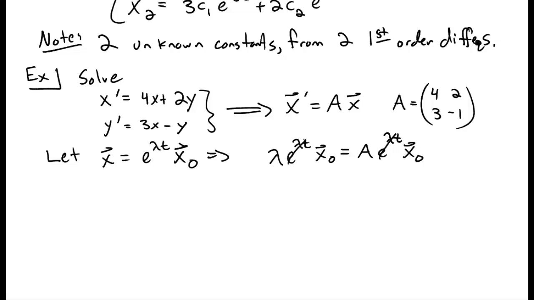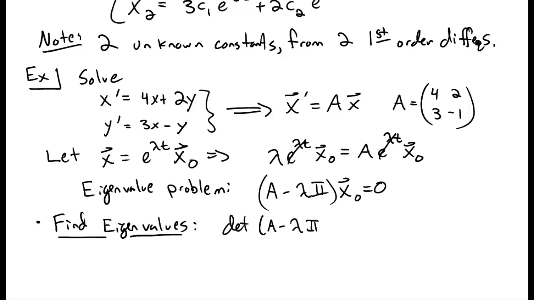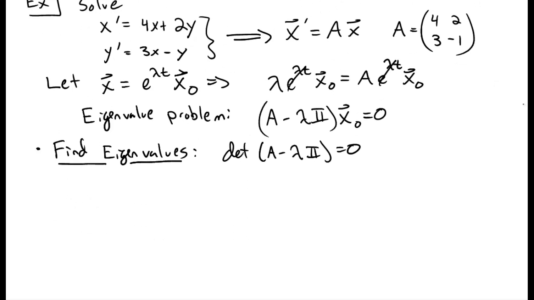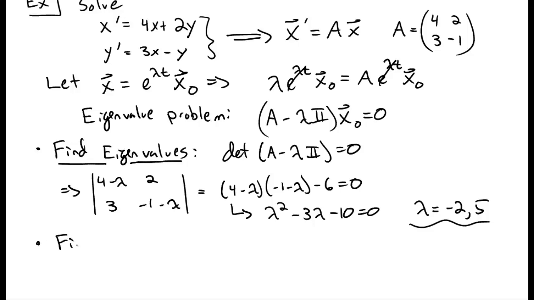And we end up with an eigenvalue equation for the eigenvalues of A. So A minus lambda I times x naught must be equal to 0. So again, we'll find our eigenvalues by finding when the determinant of A minus lambda times I, the identity matrix, is equal to 0. And so we get some expression that looks something like this. You take the determinant, and this simplifies to lambda squared minus 3 lambda minus 10 is equal to 0, kind of similar to our previous example. And so the eigenvalues are -2 and 5.